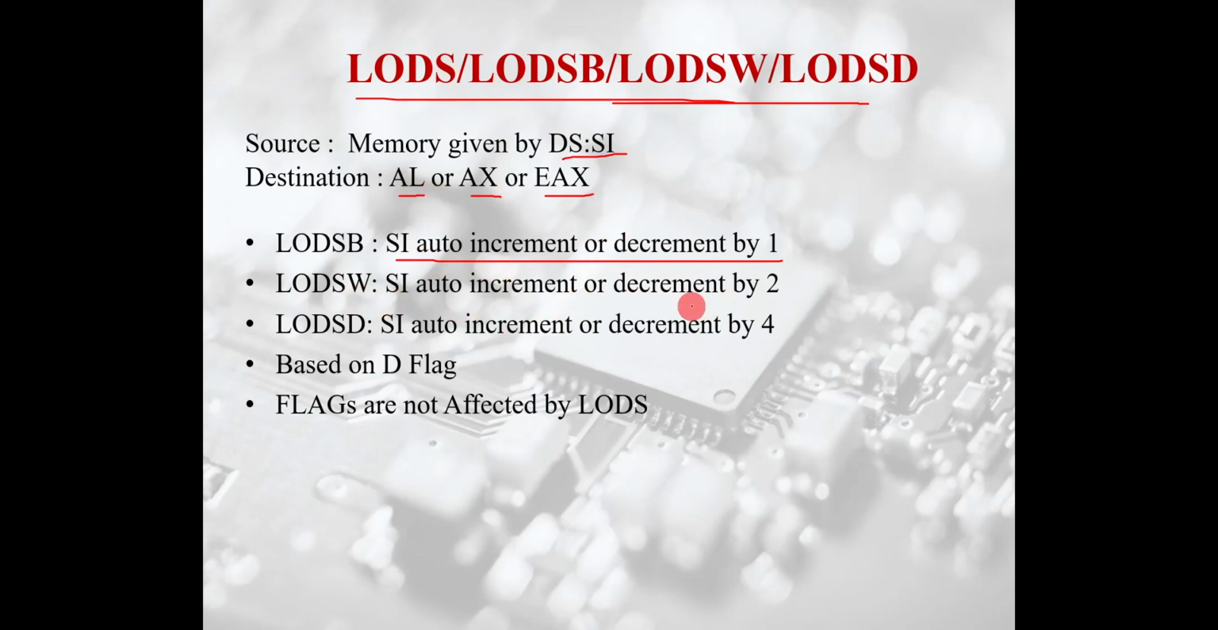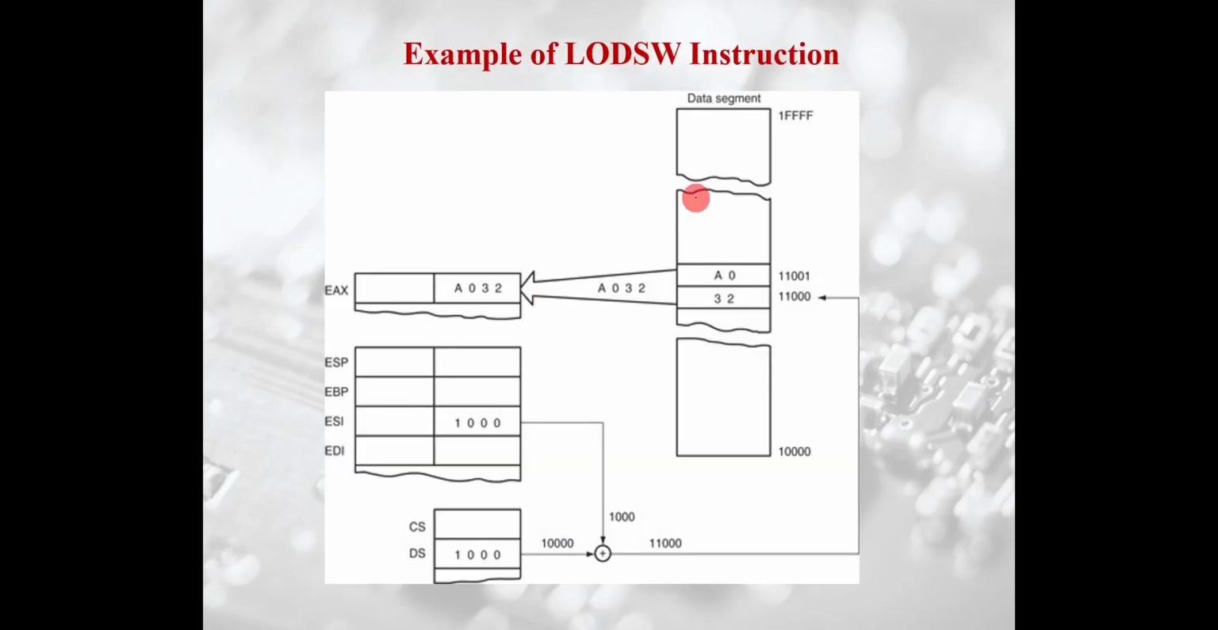If it is a word, then SI will be auto incremented or decremented by 2, and if it is a double word, it will be done by 4. Again, for all this the flags are not affected, because this is a data transfer instruction. And whether this SI will be auto incremented or decremented depends on the direction flag. So we can use the CLD or STD commands to set the flag to 0 or 1, and accordingly it will be auto incremented or auto decremented. So this is one LODS.